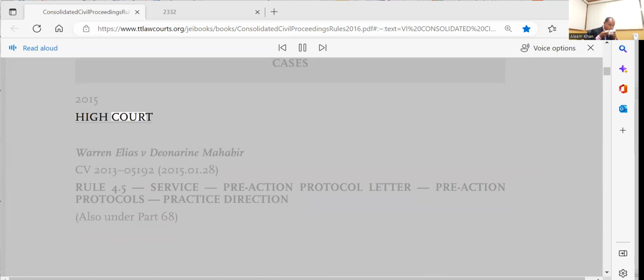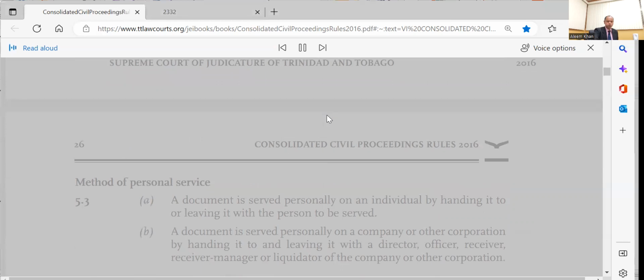2015 High Court. Warren Elias v. Dionarine Mahaber CV 2013-05192, January 28, 2015, Rule 4.5, Service, Pre-Action Protocol Letter, Pre-Action Protocols, Practice Direction, also under Part 68. Supreme Court of Judicature of Trinidad and Tobago, 2016.